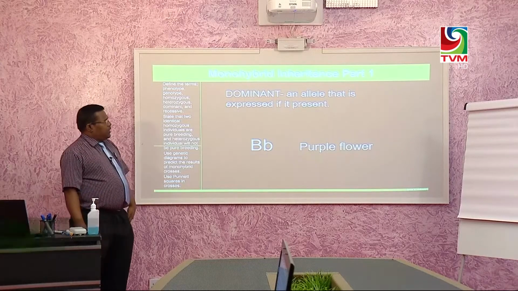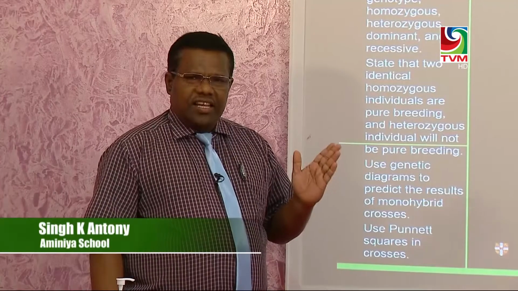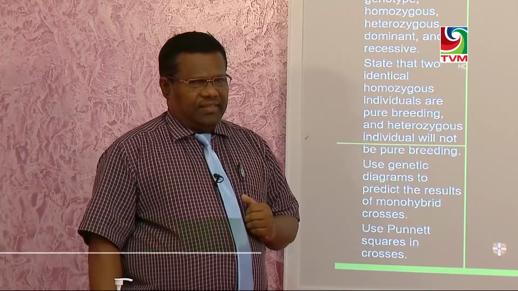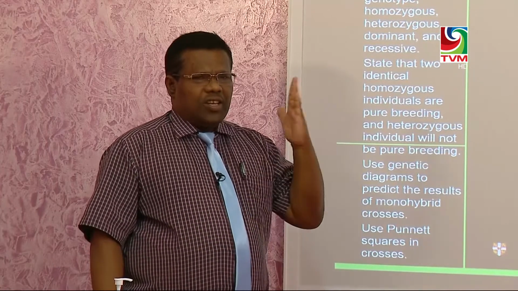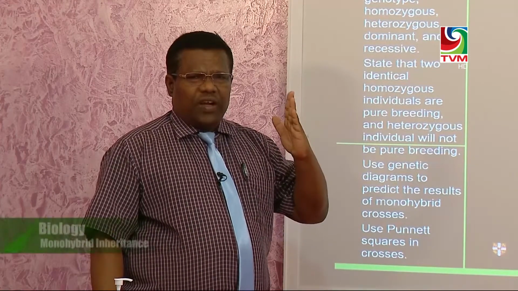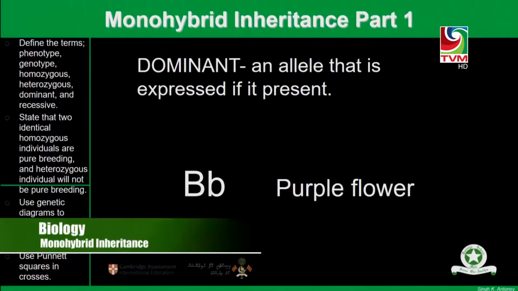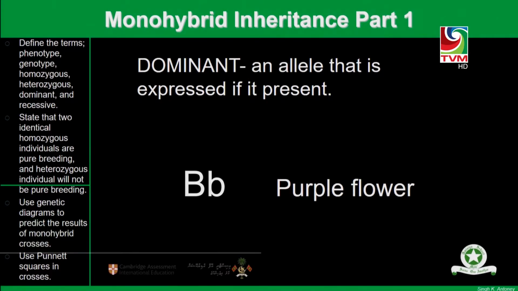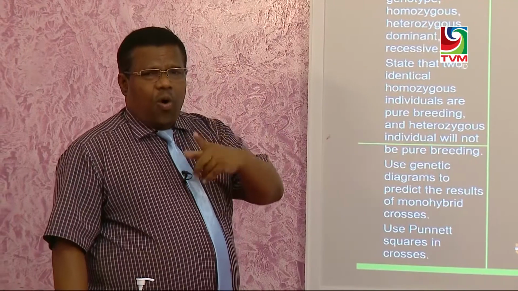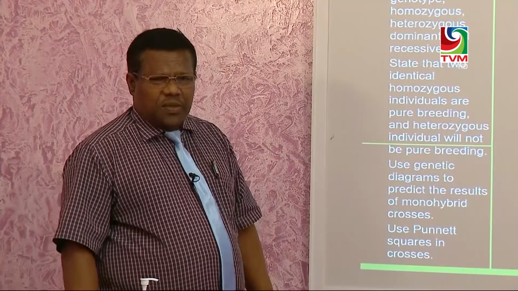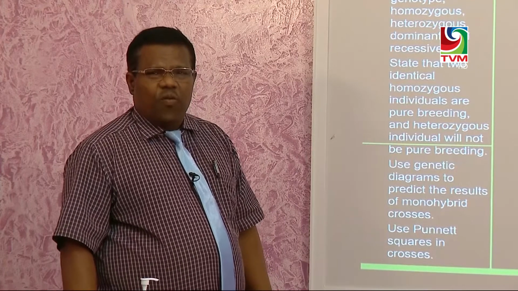Now coming to dominant. They are asking you to define dominant allele. Before that, you are supposed to know what kind of character is a dominant character. A dominant character is the character that is expressed in heterozygous condition. Heterozygous means having two different alleles. And when there are two different alleles, only one of those alleles will be expressed, because one of that character is dominant over the other.